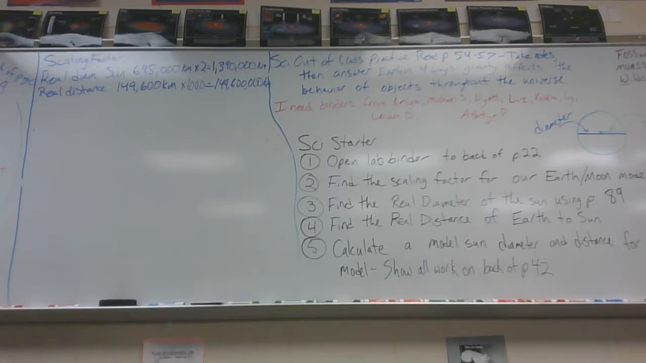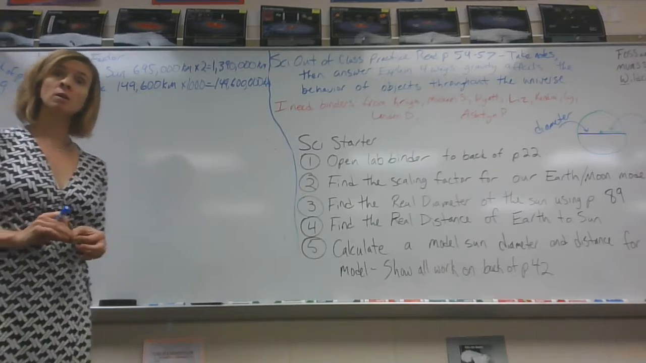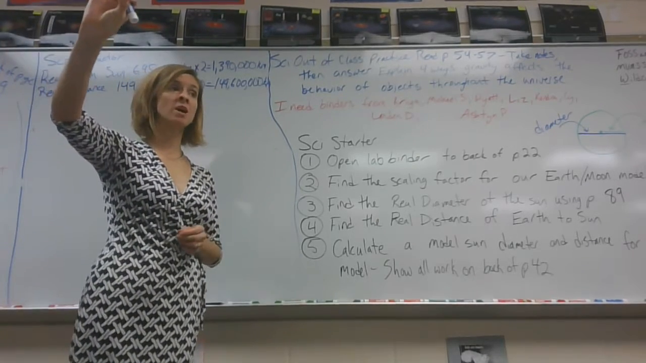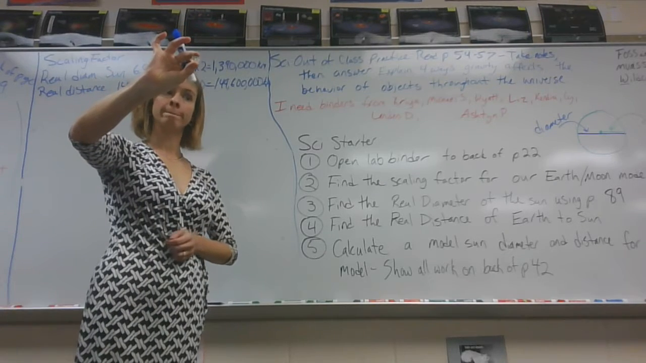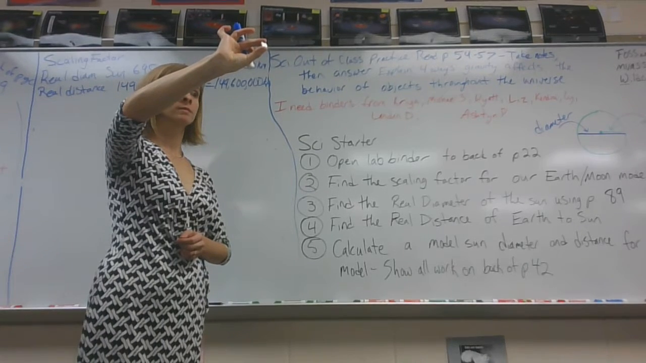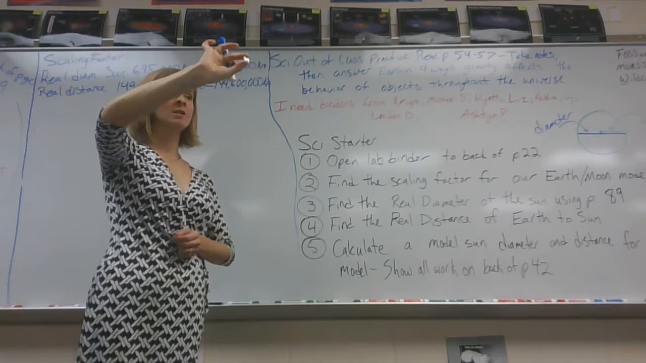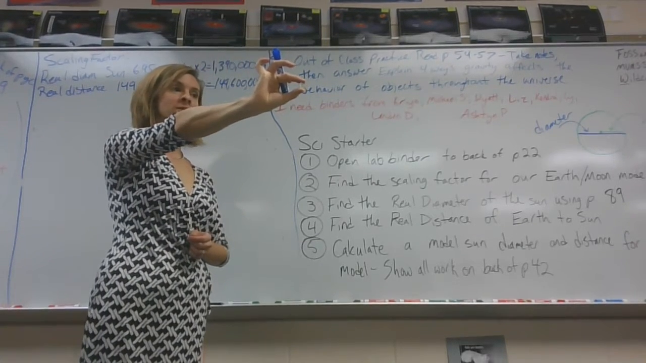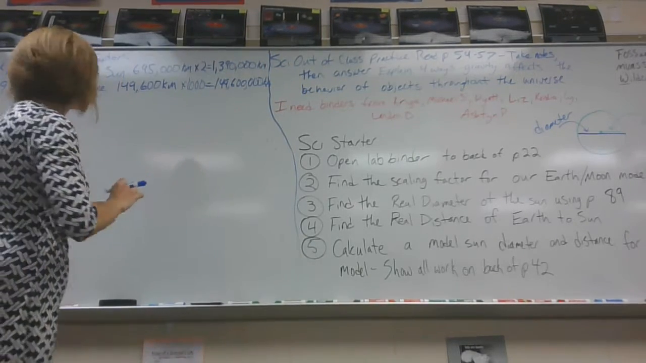All right. So we know the real diameter of the sun, and we know the real distance from Earth to the sun. What else do we want to know to make a model solar system based on this being our sun? Yes, ma'am. The real diameter of all the planets. Yep, we'll get there, but we're basing it off of this. So what do we need to know? The diameter of that.